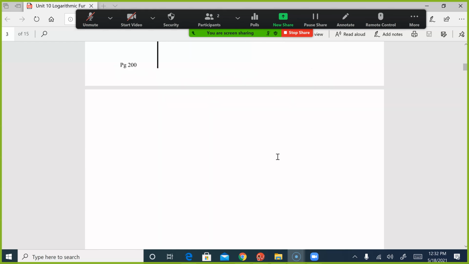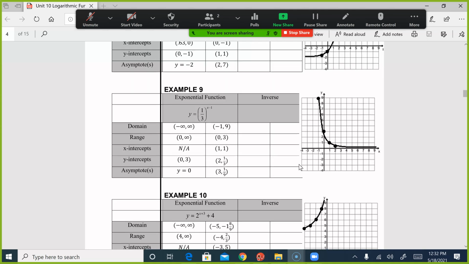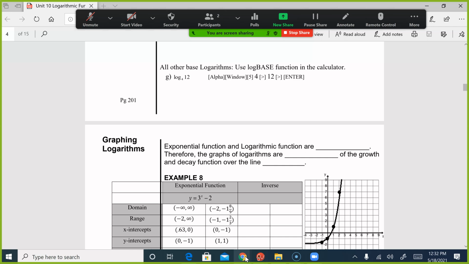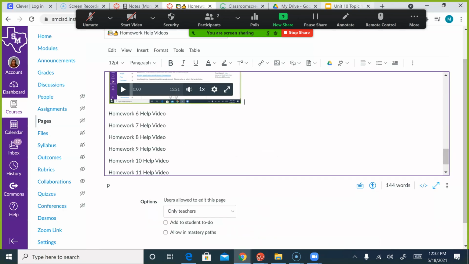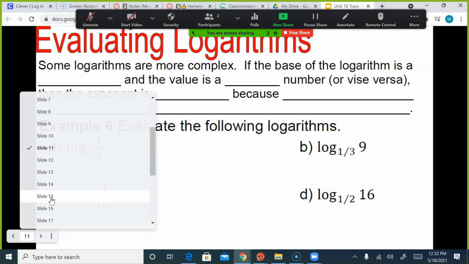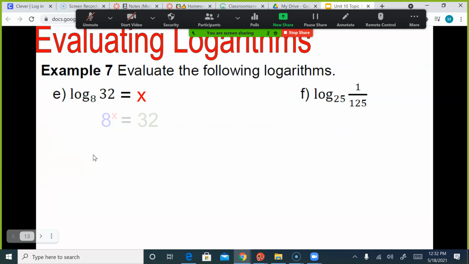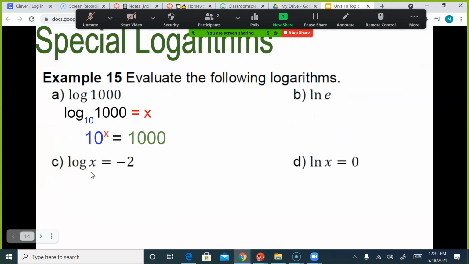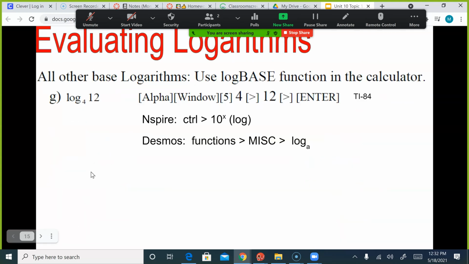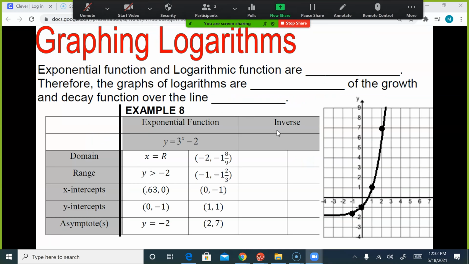Graphing part of the notes. So graphing starts on page 202. So go ahead and go to page 202 and evaluating part. Okay, so here, graphing logs.